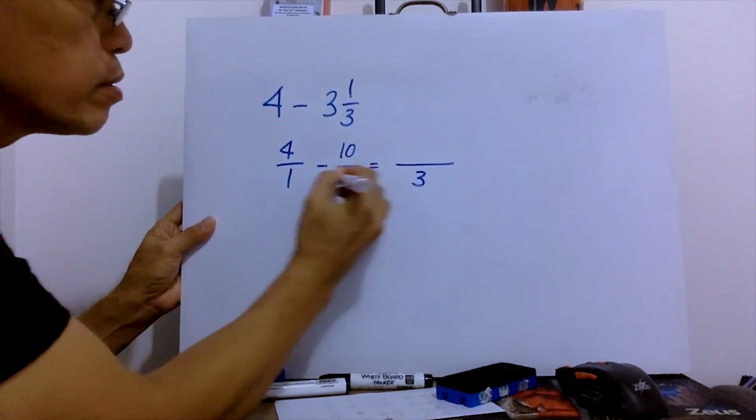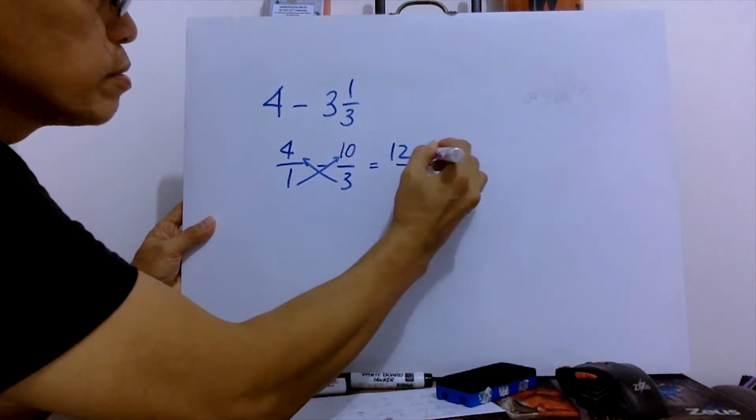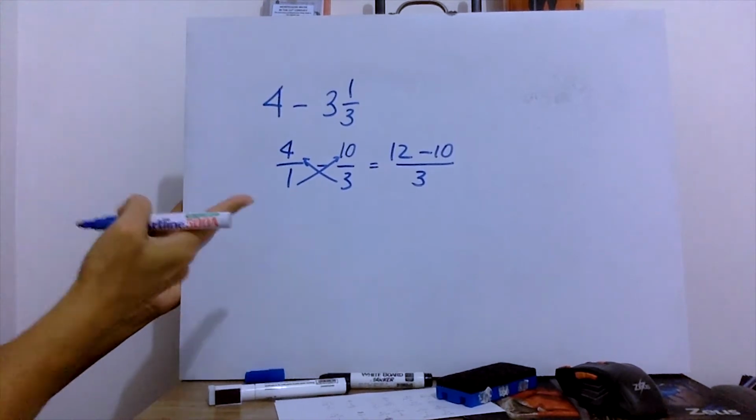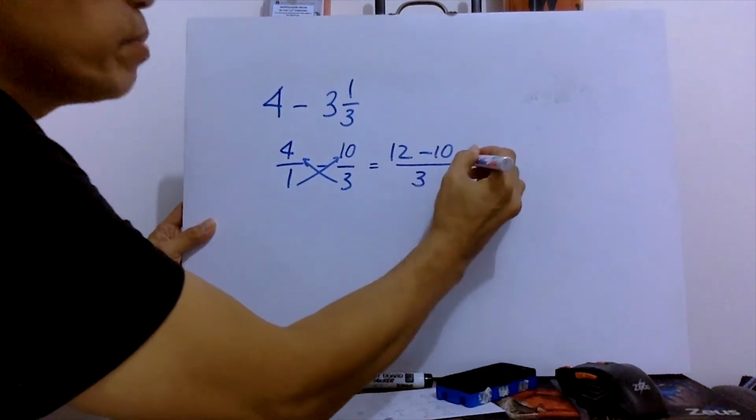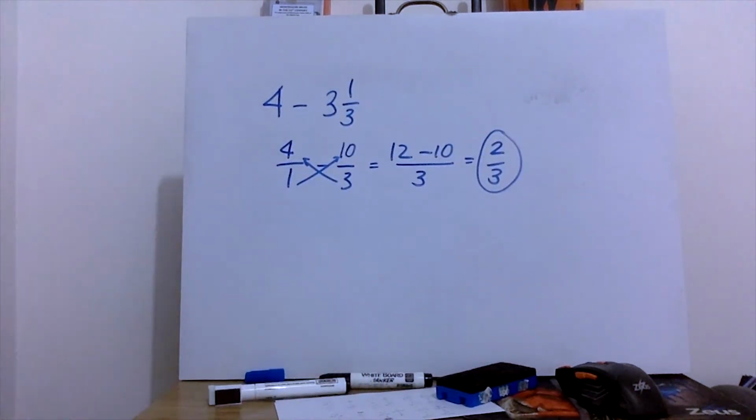And then remember the shortcut. Multiply, cross, cross. Oh, easy, right? So 12 minus 10 is 2. So the answer there is 2/3. Very simple.